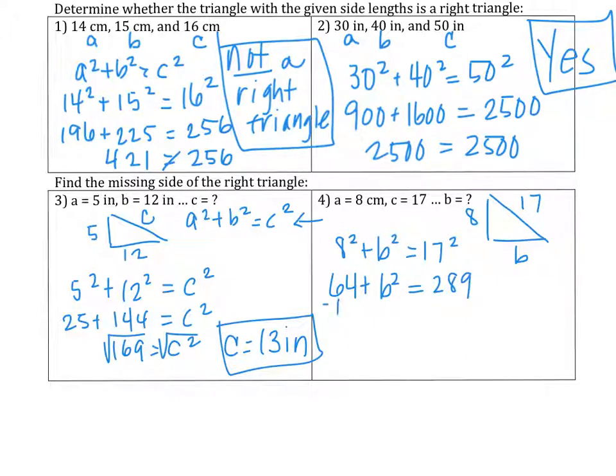So subtract 64 from both sides, and you get B squared equals 225. Take the square root of both sides, and you get B equals 15 centimeters.